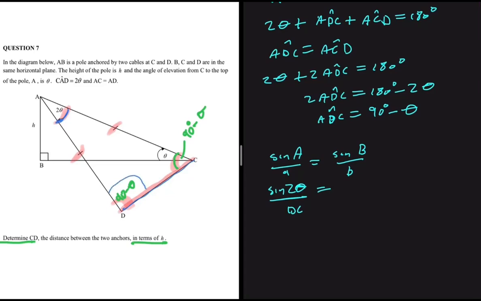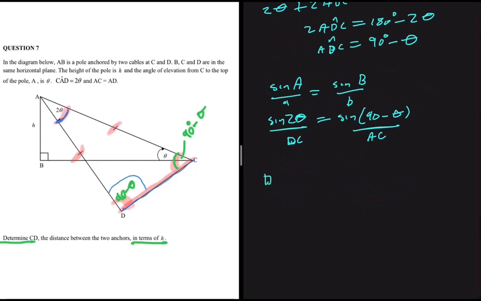You're going to see why I'm saying we should take that one. Then we're going to get sine of 90 minus theta divided by the opposite side. The opposite side is AC. So if we cross multiply, we get DC multiplied by sine of 90 minus theta, that is just cos of theta, right? And then that is equal to AC sine of 2 theta. So DC is equal to AC sine of 2 theta, everything divided by cos of theta.